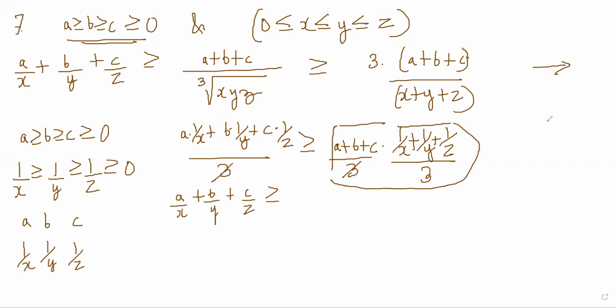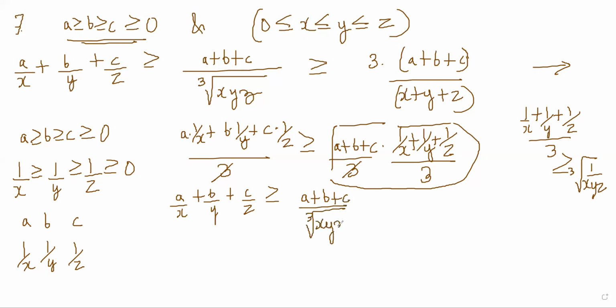And we can apply AMGM: 1 by x plus 1 by y plus 1 by z by 3 should be greater than equal to cube root of 1 by xyz, right? So I can write directly after applying, A plus B plus C by cube root of xyz, right? So I have already proved that first part here. This part is done by Chebyshev directly, right? Now, how do you prove the next part?